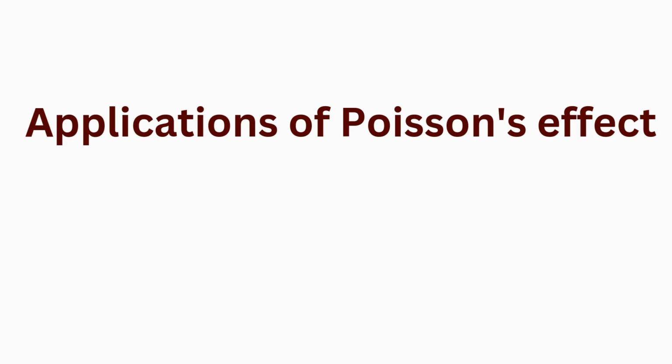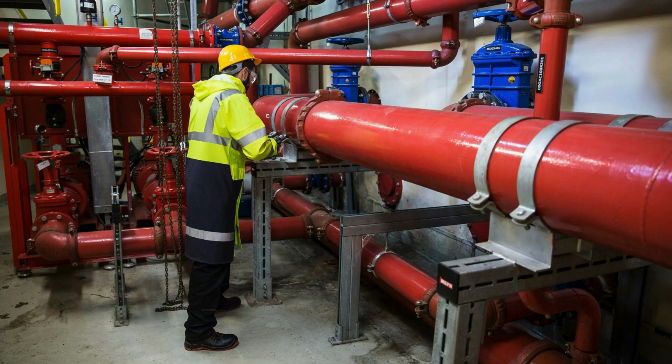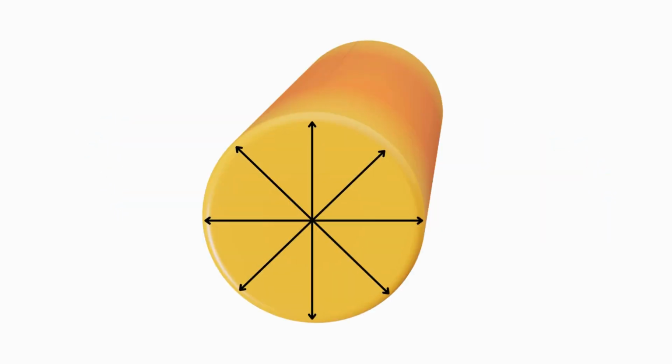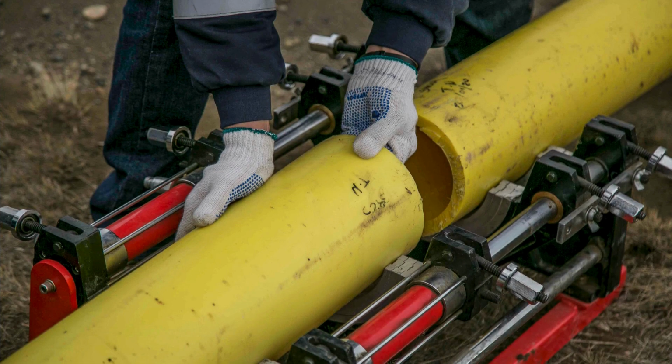Applications of Poisson's effect. Poisson's effect plays an important role in pressurized pipe systems. When a pipe contains a fluid or gas under high pressure, the internal pressure applies an outward, uniform force on the pipe wall, creating hoop stress in the material. As a result of Poisson's effect, this circumferential stress causes the pipe to expand radially, increasing in diameter, while simultaneously contracting slightly along its length.